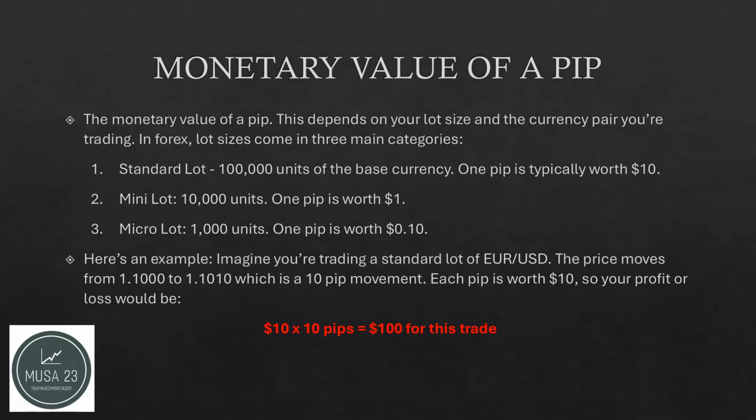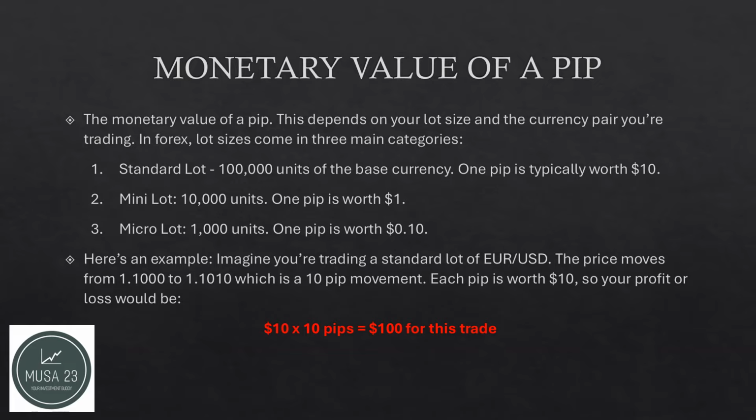Let us look into the monetary value of a pip to make things more clear. In Forex trading, there are 3 main categories of lot sizes. We have the standard lot, which is equivalent to 100,000 units of the base currency. The mini lot, which is equivalent to 10,000 units, and the micro lot, which is equivalent to 1,000 units. For a standard lot, 1 pip movement is worth 10 US dollars. And for a mini lot, 1 pip movement is equivalent to 1 US dollar. And for a micro lot, 1 pip movement is equivalent to 0.10 US dollar or 10 cents.